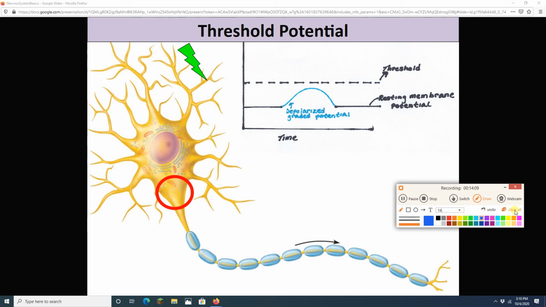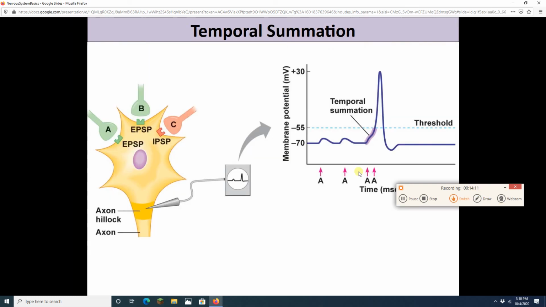Well, how do we do that though? Here's the thing. The problem with graded potentials is they get smaller with distance, but they can overcome that by combining. Yeah, waves can combine. That is a fact of life.